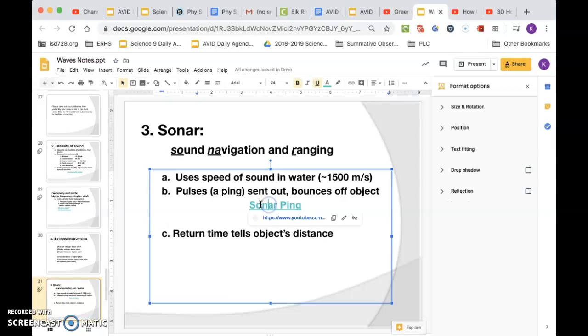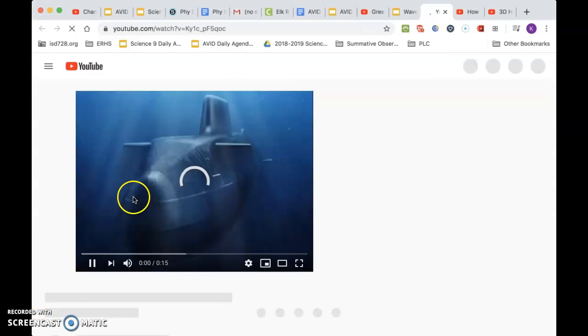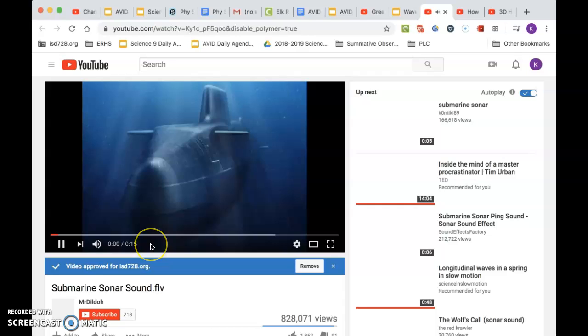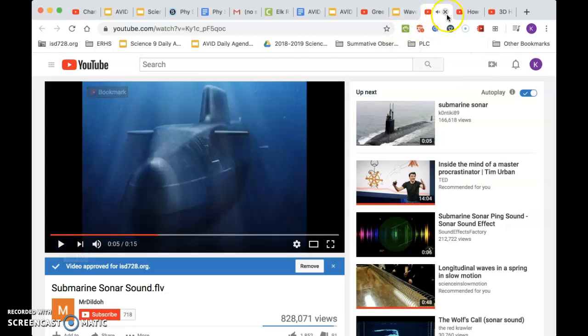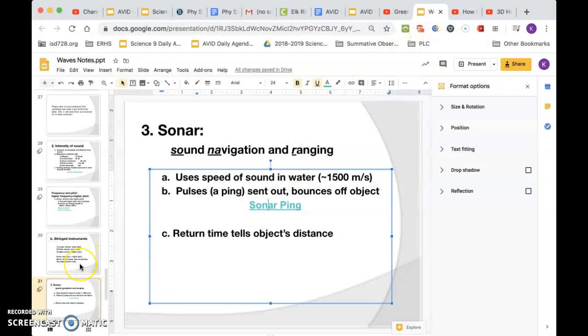The sonar ping, if you've ever watched movies with submarines, it sounds just like this. So it's sending that out and measuring how long it takes to come back.